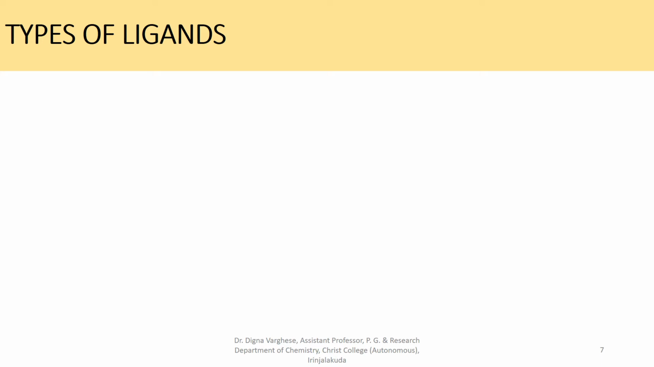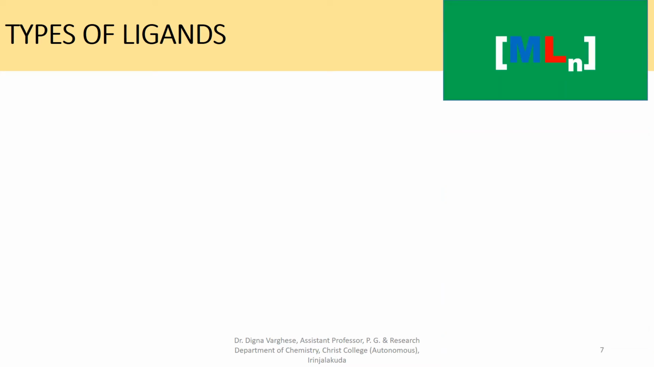Types of ligands. Here you can see a general representation of a complex. We know a complex is always written inside square brackets, and first we see the metal atom, and next the ligand, in which N represents the number of ligands attached to the metal atom, that is, its coordination number.